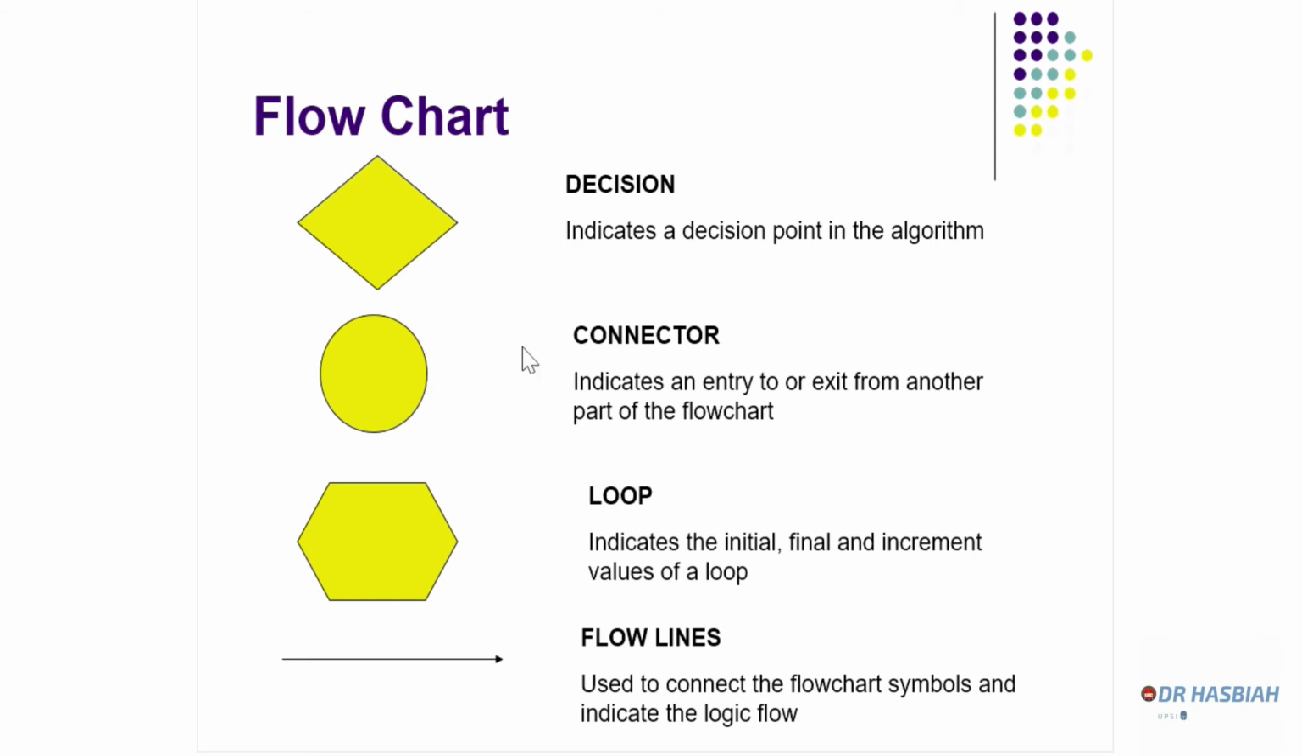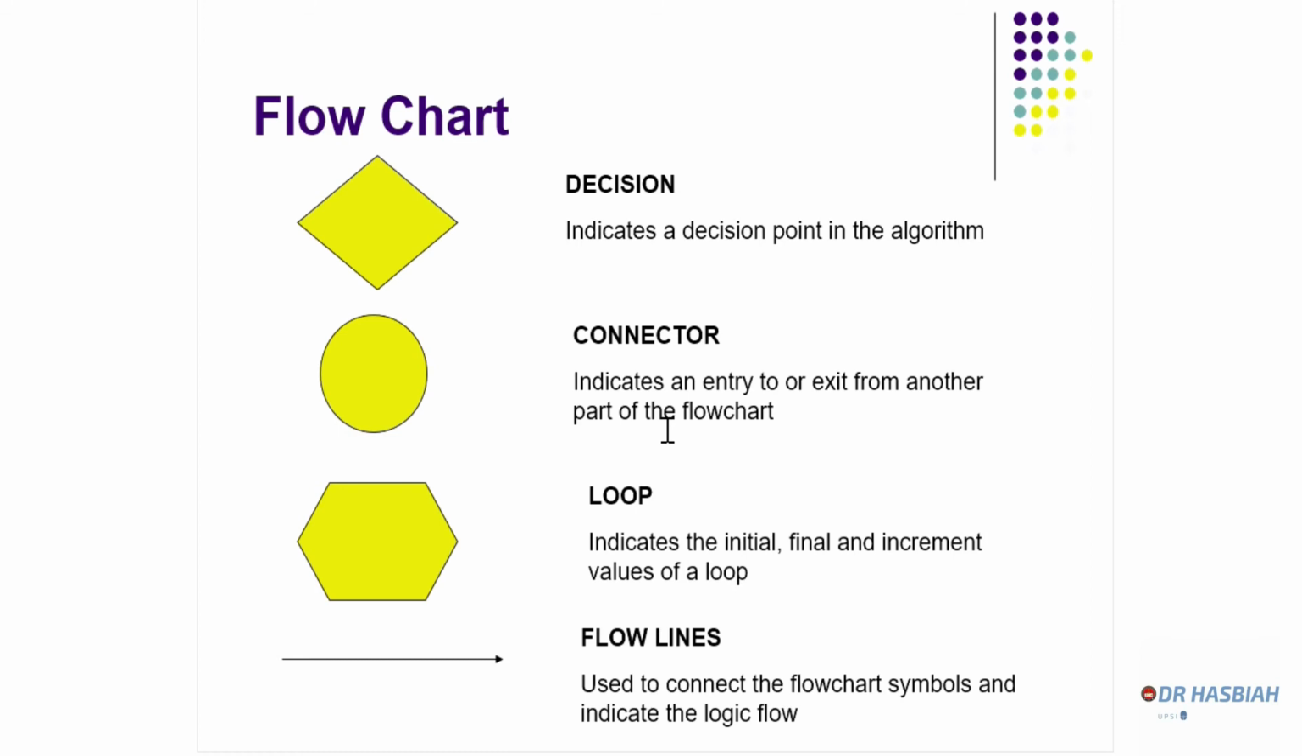Then you have the connector here, which indicates an entry to or exit from another part of the flowchart. This is for loop, which indicates the initial, final and increment value of a loop. And the last one, we have the flow lines, which we use to connect all the symbols and indicate the logic flow. You have to be familiar with all the symbols in order to write the flowchart.